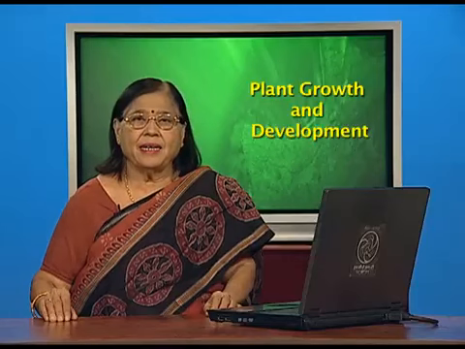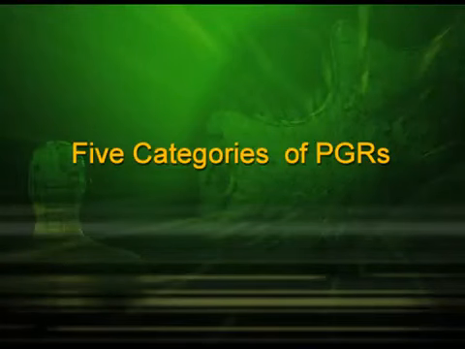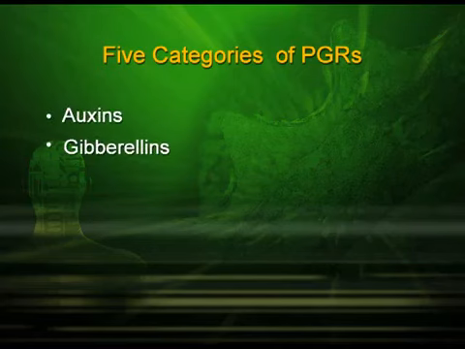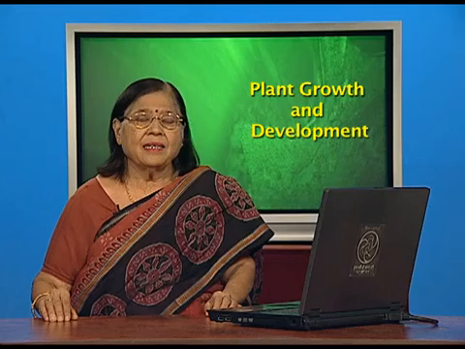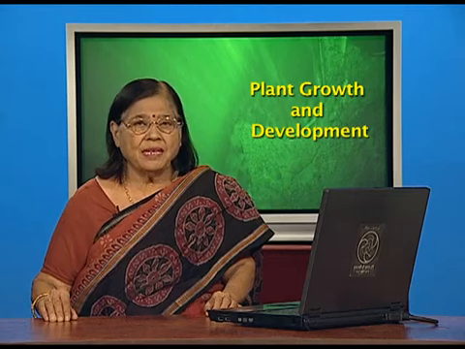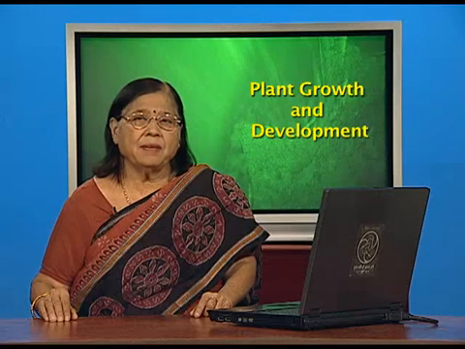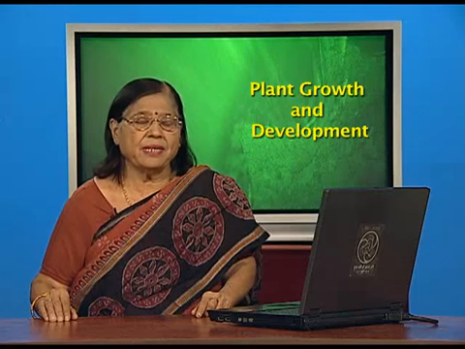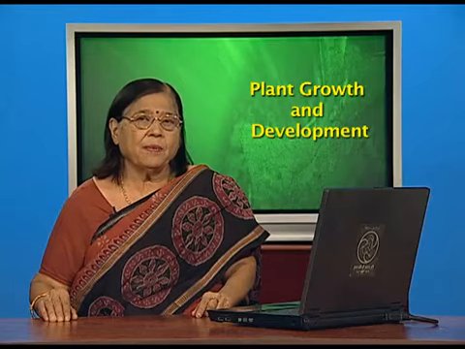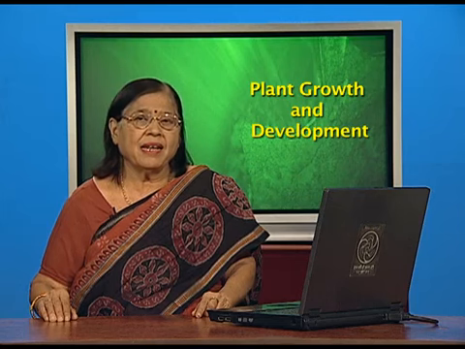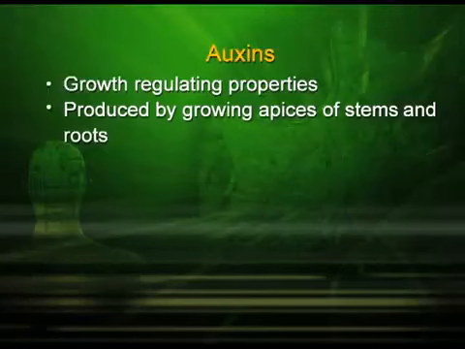We now understand the details about 5 different PGRs, namely auxins, gibberellins, cytokinins, ethylene and abscisic acid. Now, we will discuss each of the 5 in detail, starting with auxins, a very important PGR, plant growth regulator. It has growth regulating properties. All the properties associated with this PGR are helping in promotion of growth. Produced by growing apices of stems and roots.